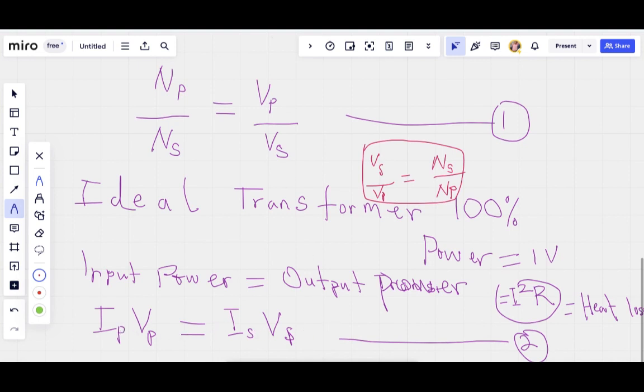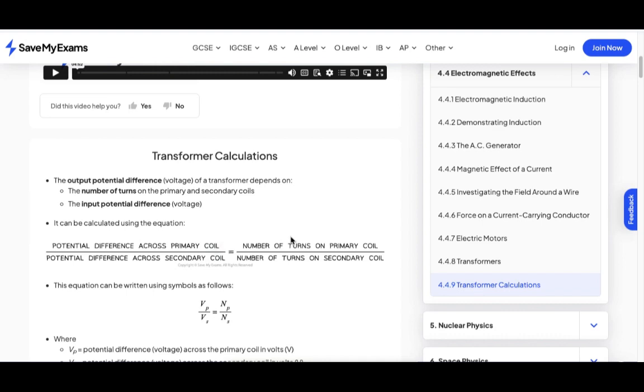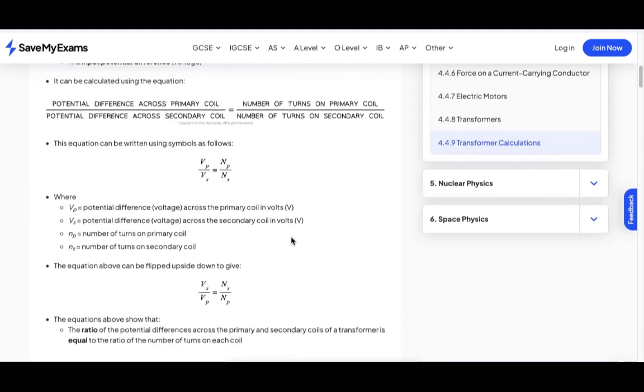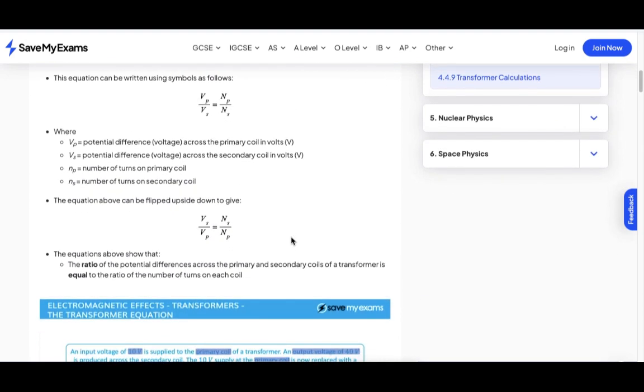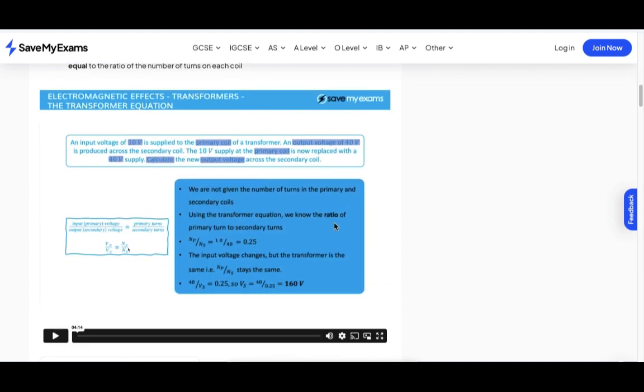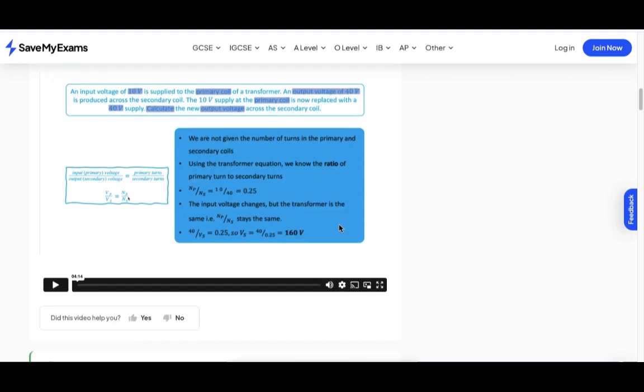Now let's take a look at a problem and solve. We'll give you the formula. You see here, you can start with VP over VS equals NP over NS, or someone else may start with VS over VP instead of VP over VS. But you must be consistent. If you're starting with VS, your NS must also come first. Once you have that, you're good to go.